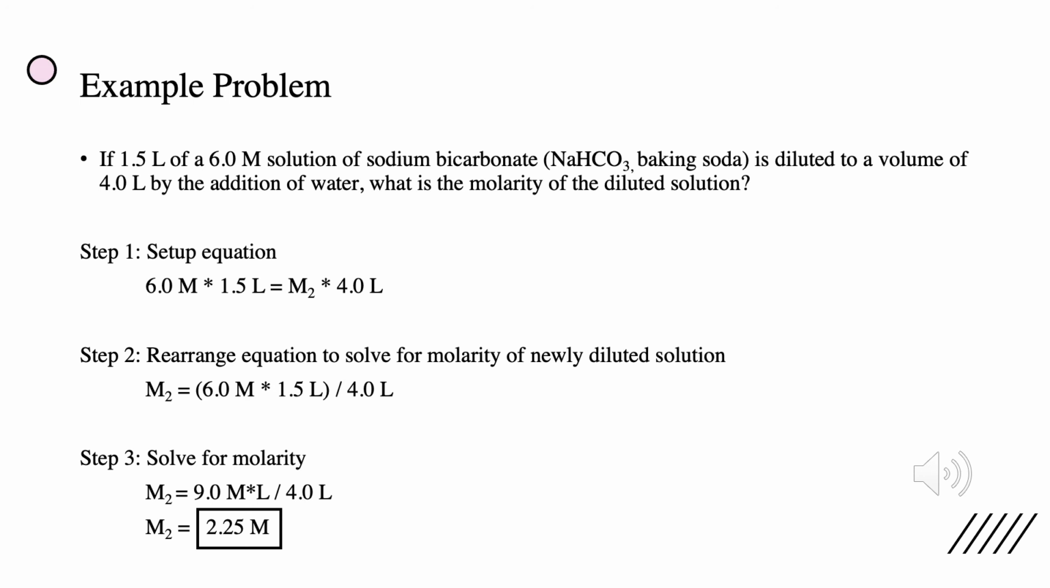So we would just take that 6.0 times 1.5 and get 9.0 and divide that by 4.0 liters, to which we would get our answer, which is the molarity of the diluted solution is 2.25. And that is how you solve for molarity when a solution is diluted.